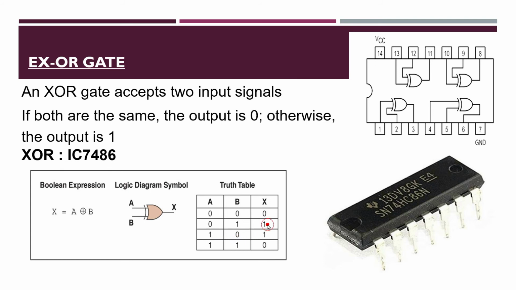The output is going to be high only when A or B is 1. So here B is equal to 1 and here A is equal to 1. So in case A or B is equal to 1, then the output is going to be high.